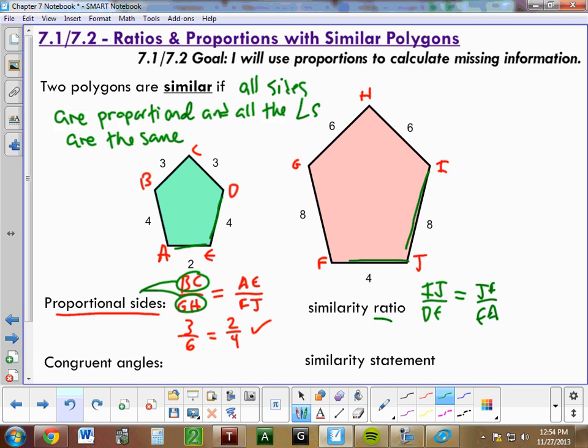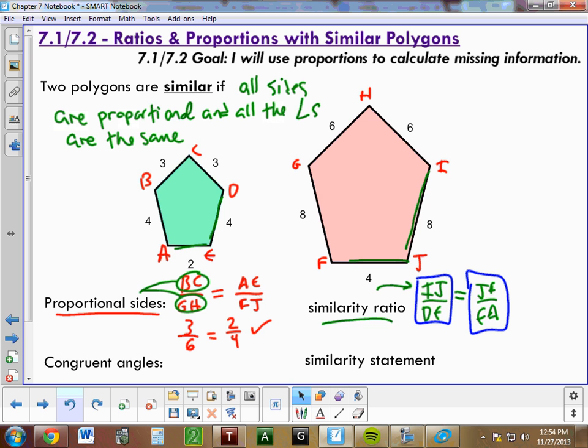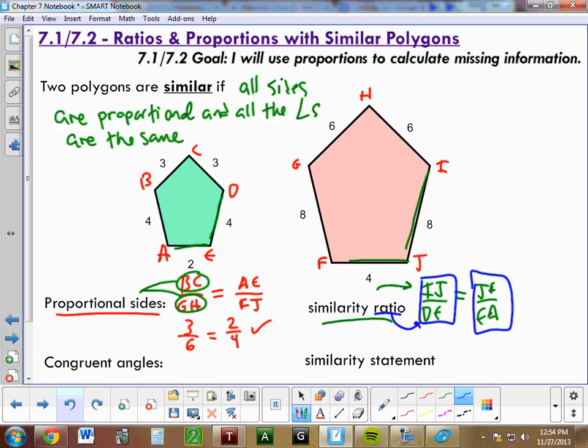So this is the ratio, the fact that you're setting those up shows that they're similar. This whole thing is a similarity ratio. This whole thing is another similarity ratio, and I wrote a proportion to show that. The ratio is just the piece, and the proportion would be setting them equal to each other. Again, the ratio is just this one thing right here, and proportional sides, two sides that are proportional to each other, I've shown you as well.